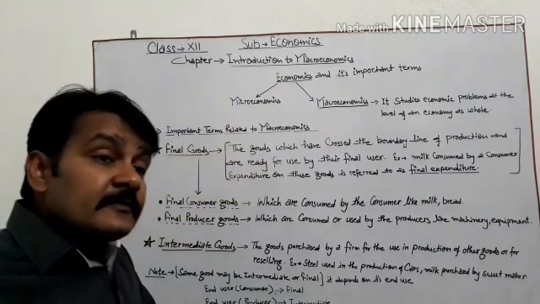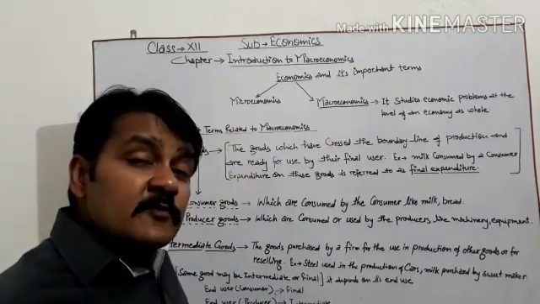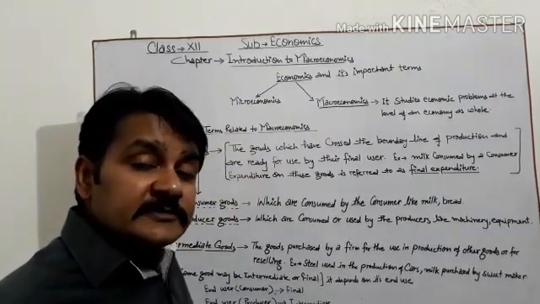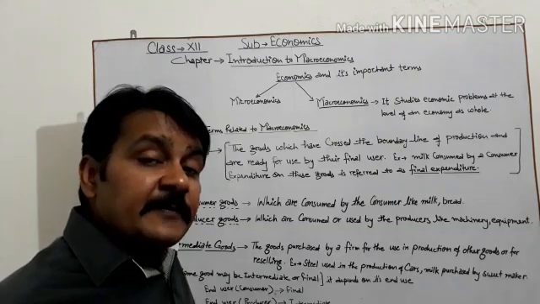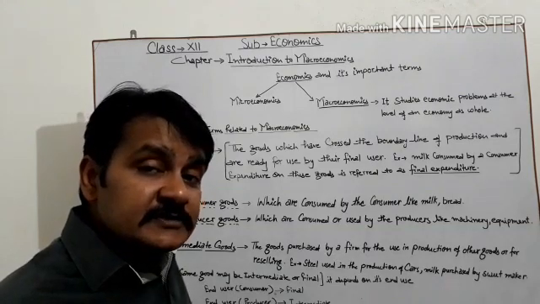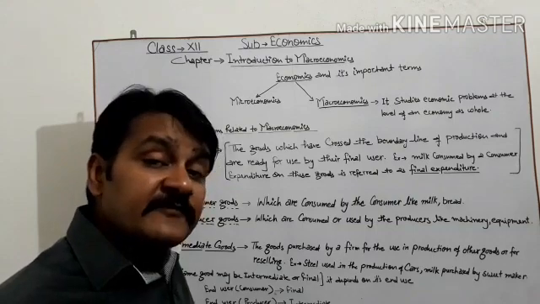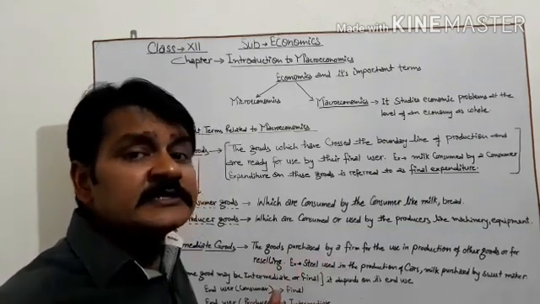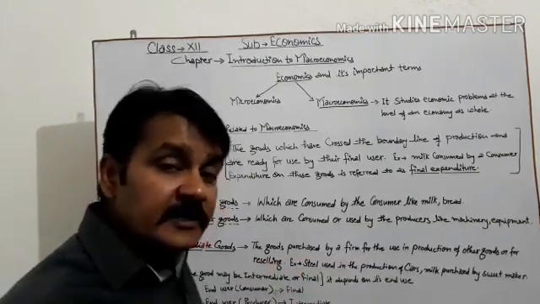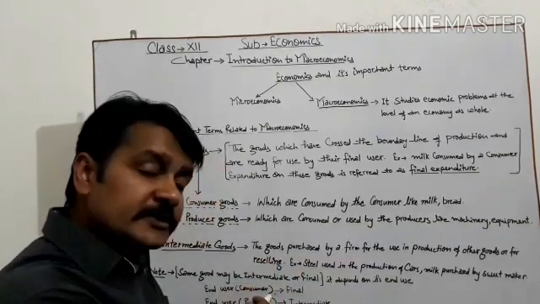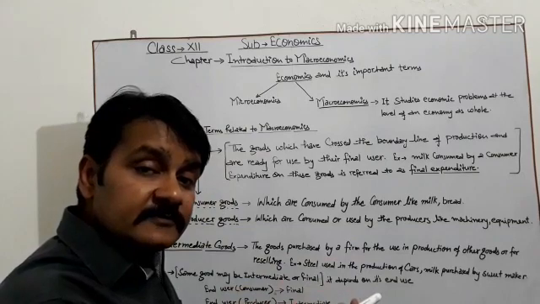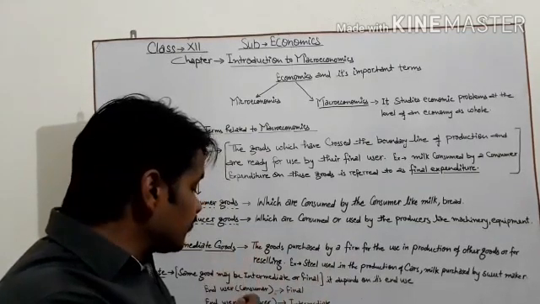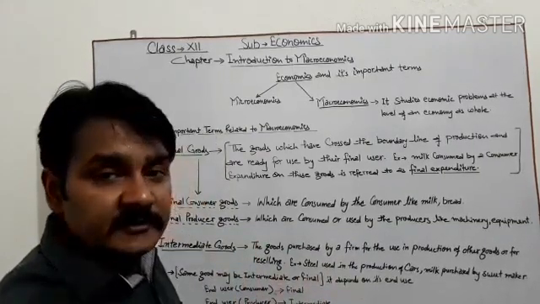Now, the same good may be intermediate or final good. It depends on its end use. How can we identify whether a good is intermediate or final? It depends on its end use. For example, a good used by a consumer is called a final good, a good used by a producer is called an intermediate good.